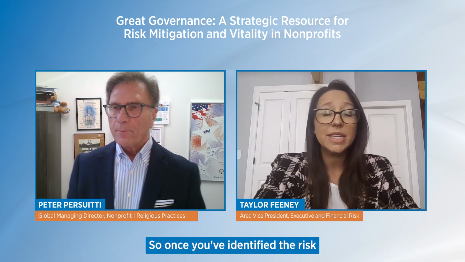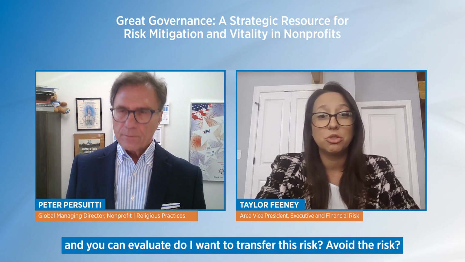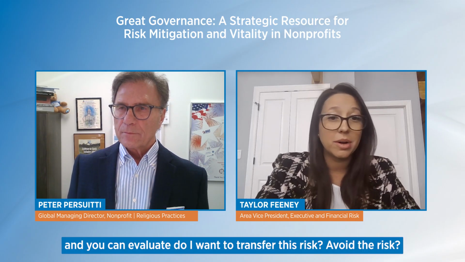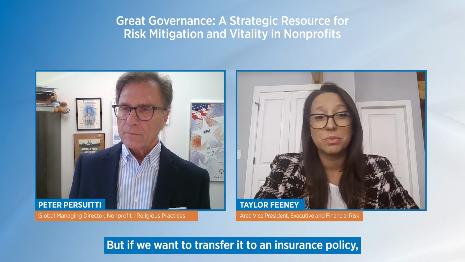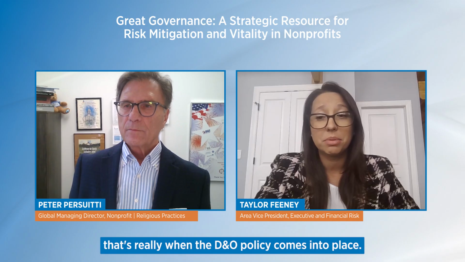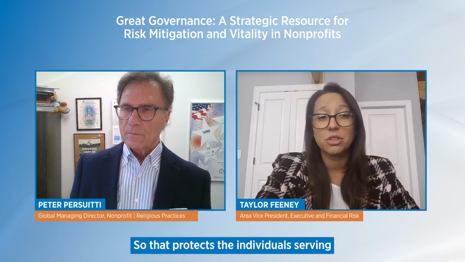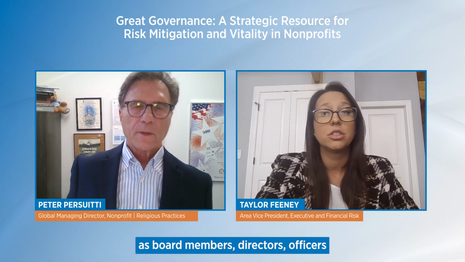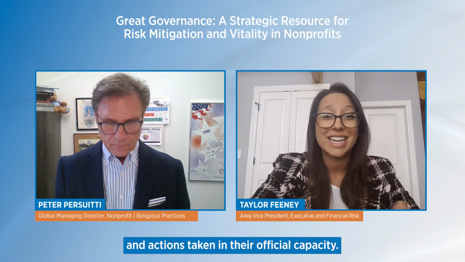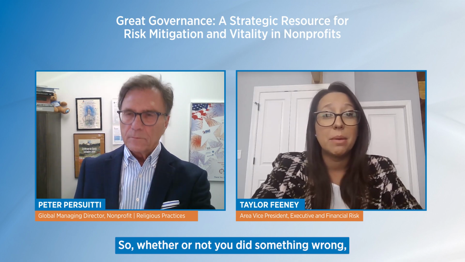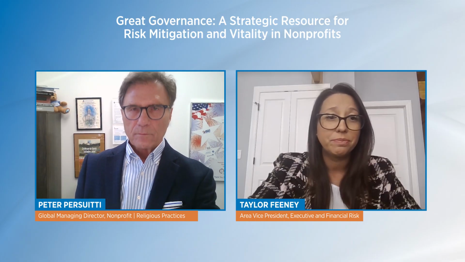Go ahead, Taylor. Yeah. So once you've identified the risk and you can evaluate, do I want to transfer this risk, avoid the risk? Is it a risk that we just have to take on? But if we want to transfer it to an insurance policy, that's really when the D&O policy comes into place. And those are critical for nonprofit boards. So that protects the individuals serving as board members, directors, officers, or the organization itself from claims arising from decisions and actions taken in their official capacity. So whether or not you did something wrong, somebody sues you, you need to be able to defend yourself.